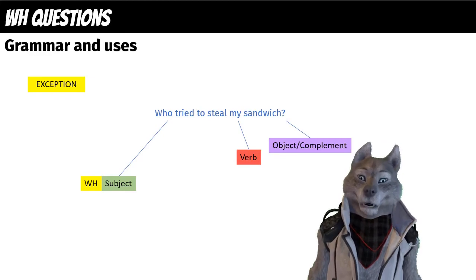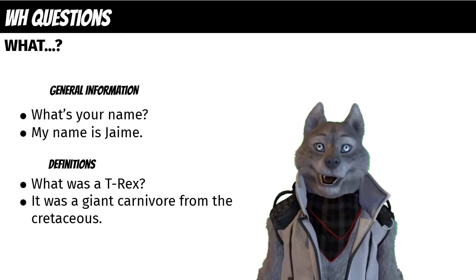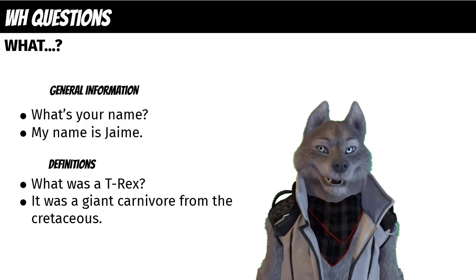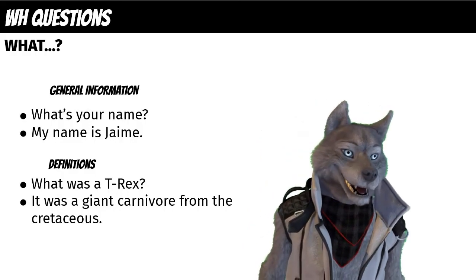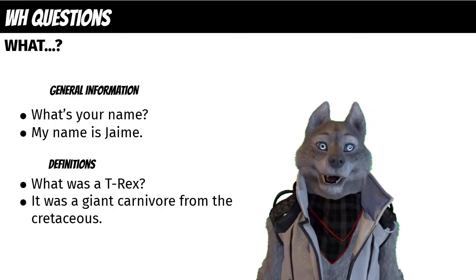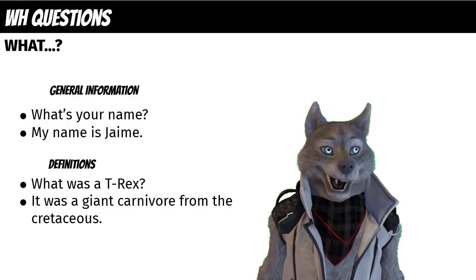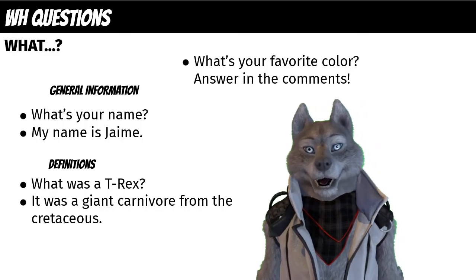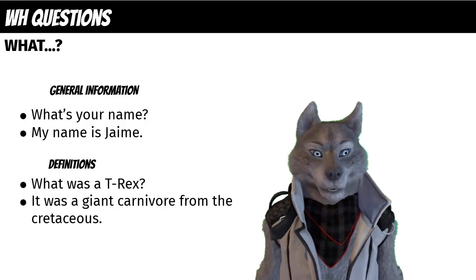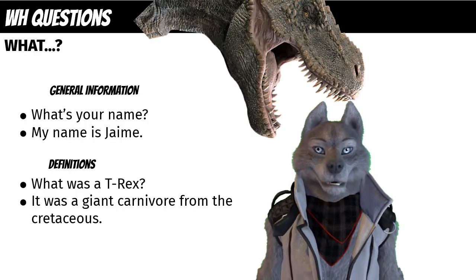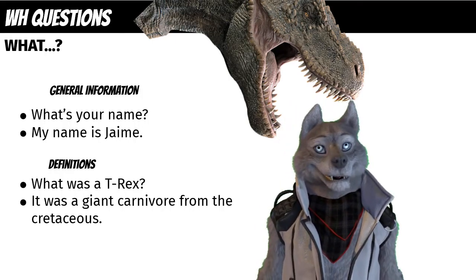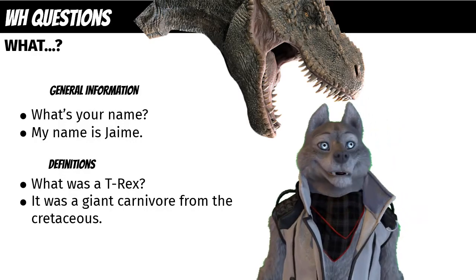So let's continue. Most questions that you have seen so far use what. What's your name? My name is Jaime. So we usually use it for general information, okay? What's this? What's that? Also when we have way too many, almost infinite possibilities, that's why we ask, what's your favorite color? For definitions too. What was a T-Rex? So the answer is, well, it was a giant carnivore from the Cretaceous. So you see, that's a definition. So general information and definitions.